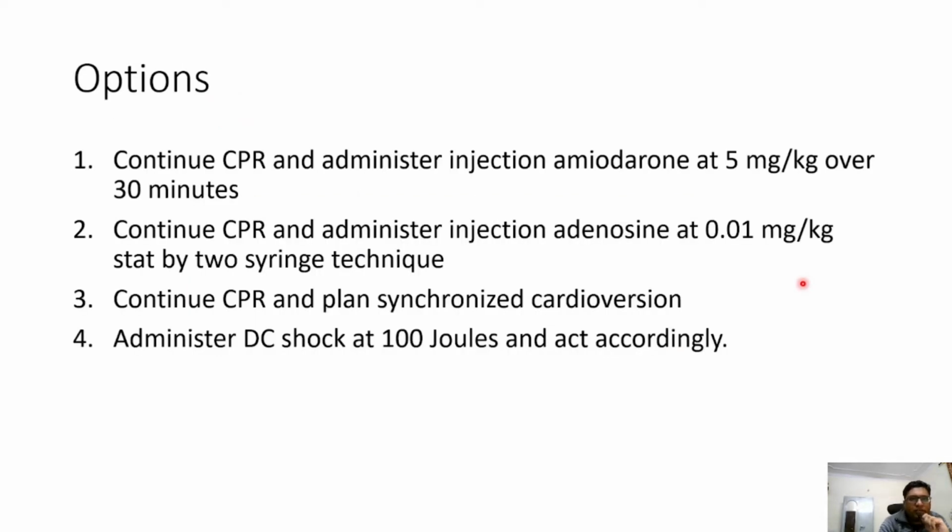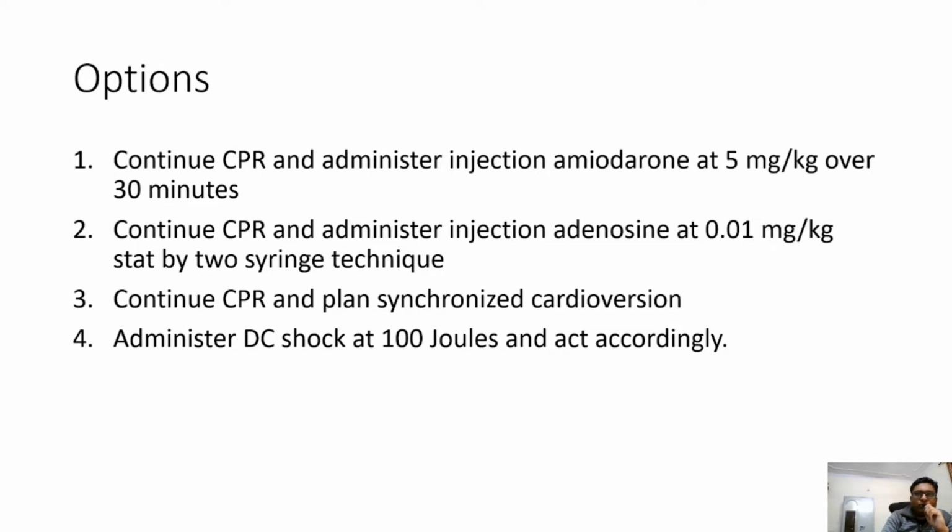So the options that we have: first, we continue CPR and administer injection amiodarone at 5 mg per kg over 30 minutes. Second, continue CPR and administer injection adenosine at 0.01 mg per kg stat by the 2 syringe method, fast bolus technique, which is the recommended method of administering adenosine. Third, we continue CPR and plan synchronized cardioversion. And the fourth option is to administer DC shock at 100 joules and act accordingly.